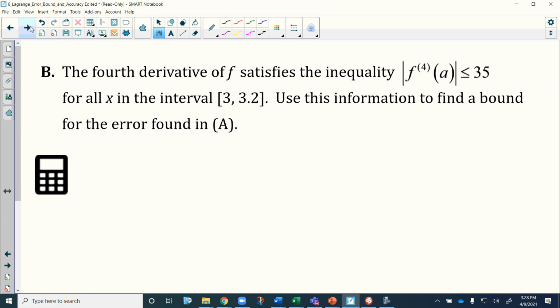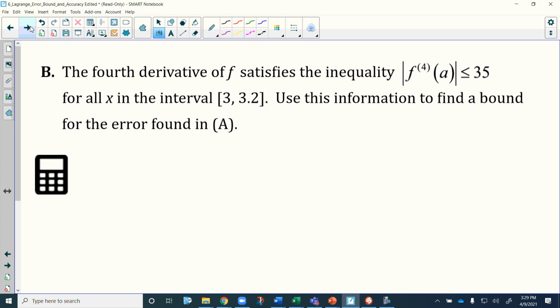Now, going on to the second part here, it says the fourth derivative satisfies the inequality of saying that f of n plus 1, that's where the 4 comes from, 3 plus 1, times a is going to be less than or equal to 35 for all x in the interval from 3 to 3.2. Use this information to find a bound for the error found in A. Okay, this is where we're going to start using the Taylor inequality that we were talking about. So in this case, the 35 is essentially going to be the maximum.